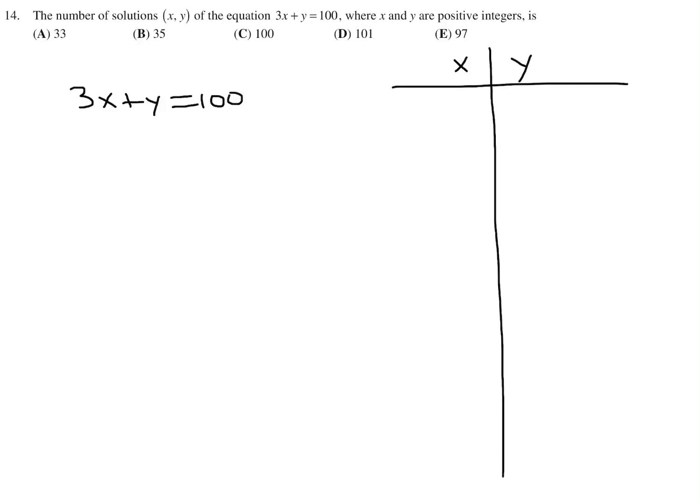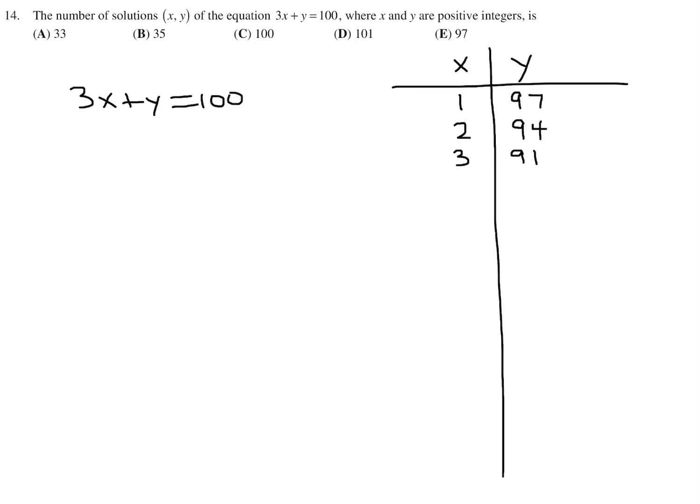The number of solutions x, y of the equation 3x plus y is 100, where x and y are positive integers. Okay, 3x plus y is equal to 100. So we'll make a little table here, x, y, and let's see what we get. So let's start with x equals 1. When x is 1, y would be 97. You can just do that in your head. When x is 2, y would be 94. When x is 3, y would be 91, and so on down.